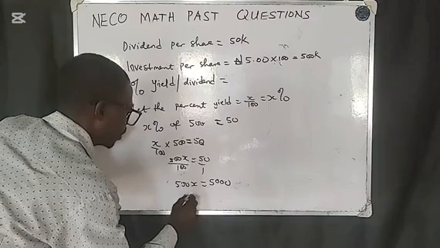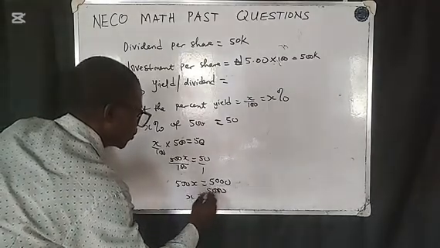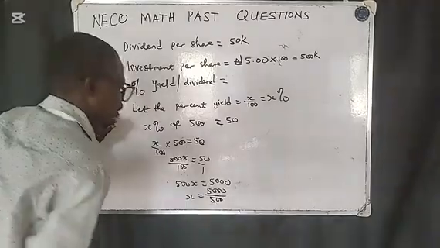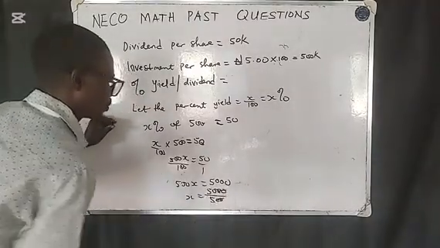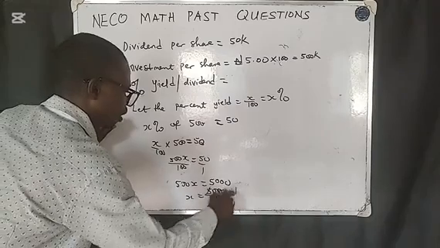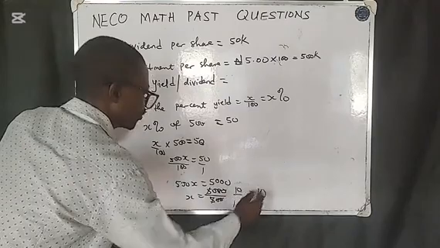So if you divide both sides by 500, you're going to have 5,000 over 500. We cancel this 2 0. 5 in 5 is 1. 5 in 5 is 1. 5 in 0 is 0. So we have 10 over 1, which is the same as 10.